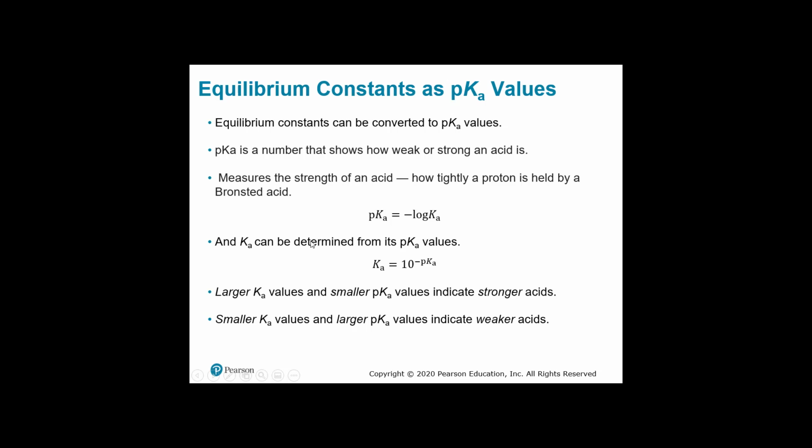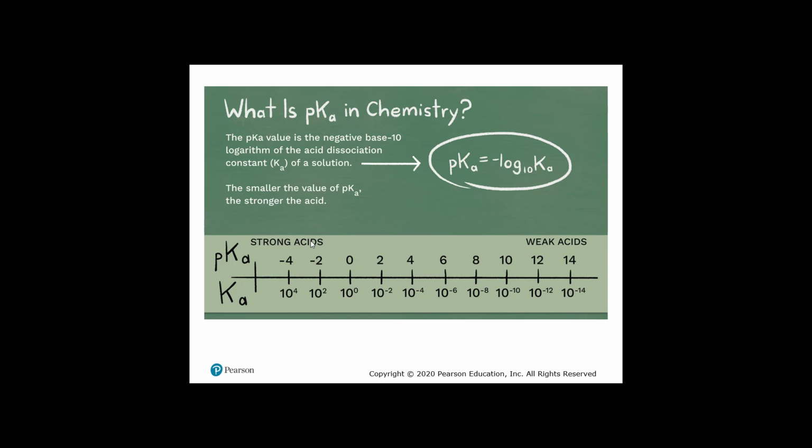So this is where they're opposite. A larger Ka means a smaller pKa value, and that indicates a stronger acid. A smaller Ka represents a larger pKa, and that indicates a weaker acid. So let me see if I can explain this. A low pKa indicates a strong acid. A high pKa value is a weak acid. Hopefully that makes sense. I found this slide, and it just gives an idea of the scale of what's going on. I, of course, didn't make this slide, but I found it online.